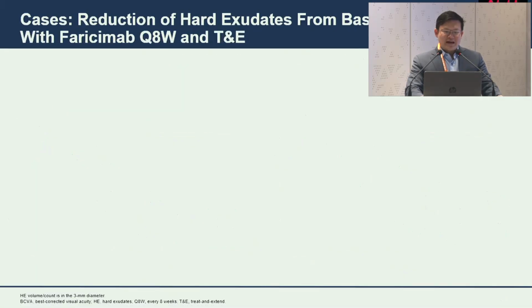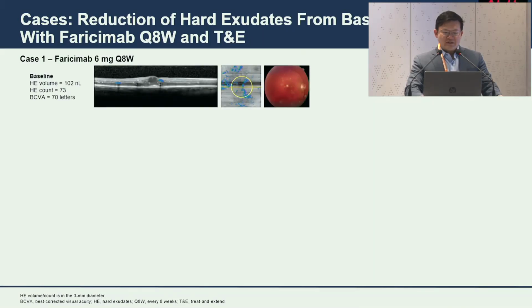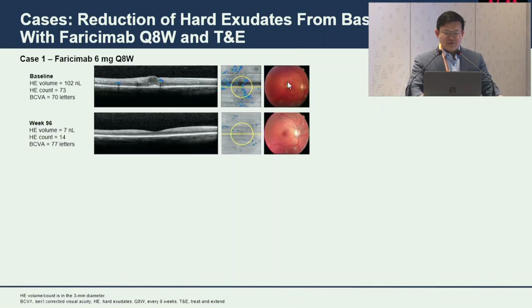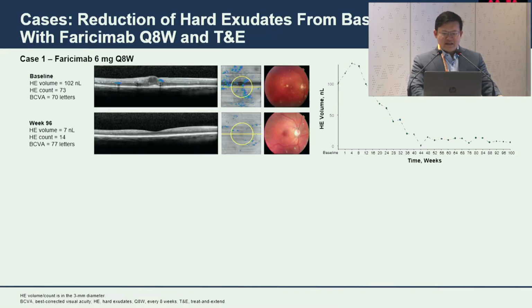And these are some examples of the cases where there was a definitive reduction in the hard exudates. As you can see here, significant amount of intraretinal fluid. There are hard exudates both identified in the OCT and can be clearly seen on the color fundus photograph. At 96 weeks, you have a nice dry retina and reduction of the hard exudates. And if you look at this chart, this looks at how the hard exudates decreased over time in terms of hard exudate volume, and it kind of petered off and reached its bottom level at about 44 weeks.